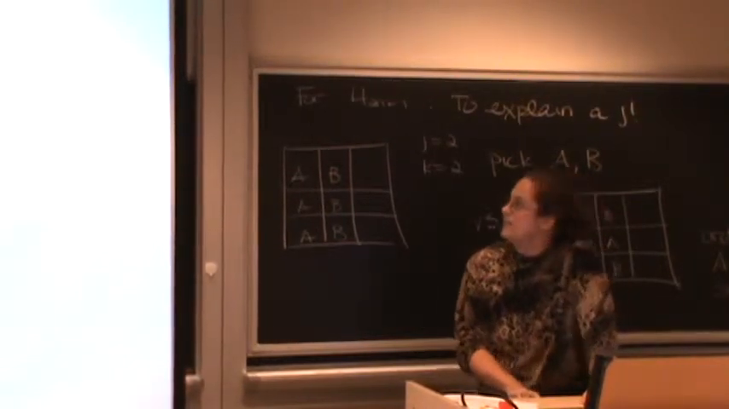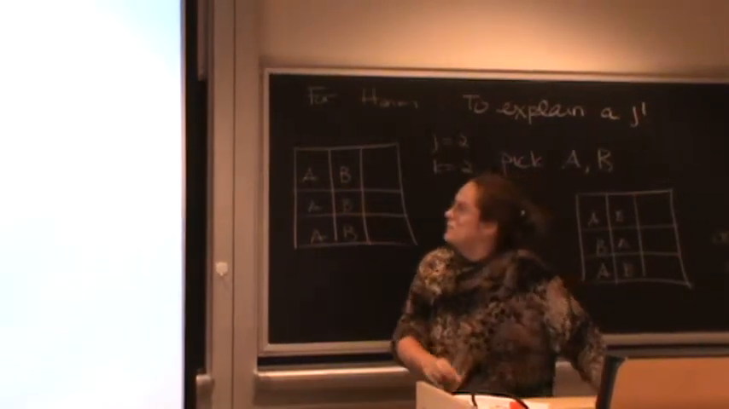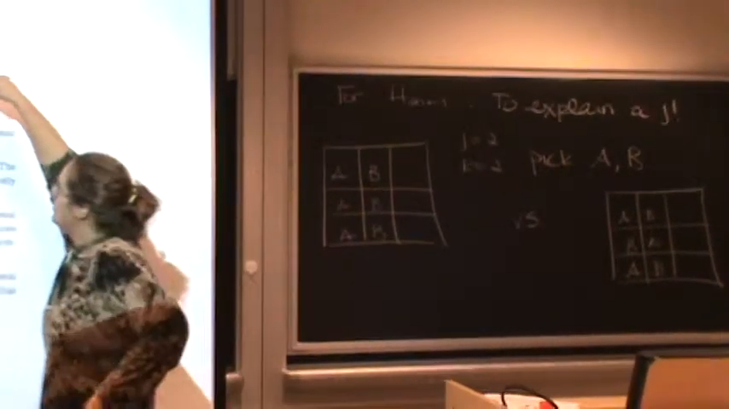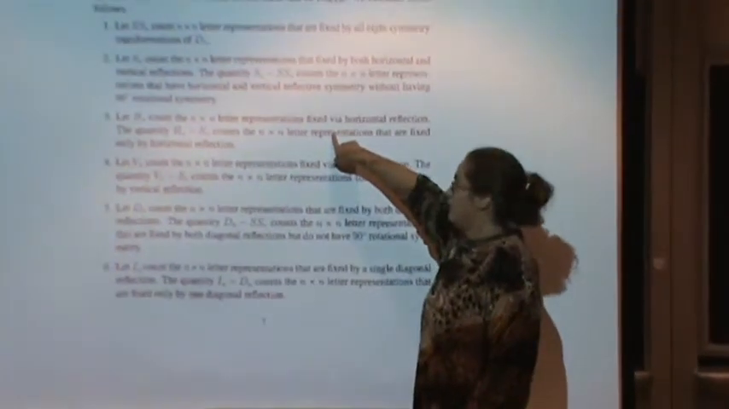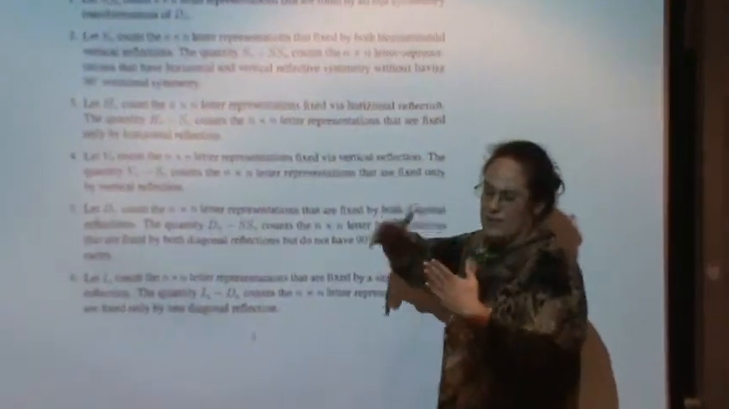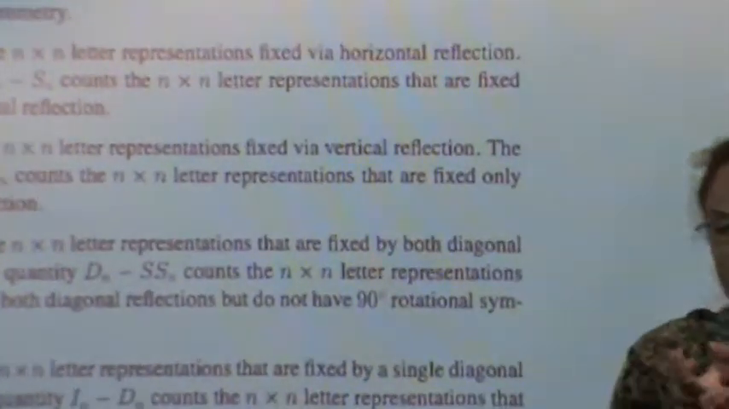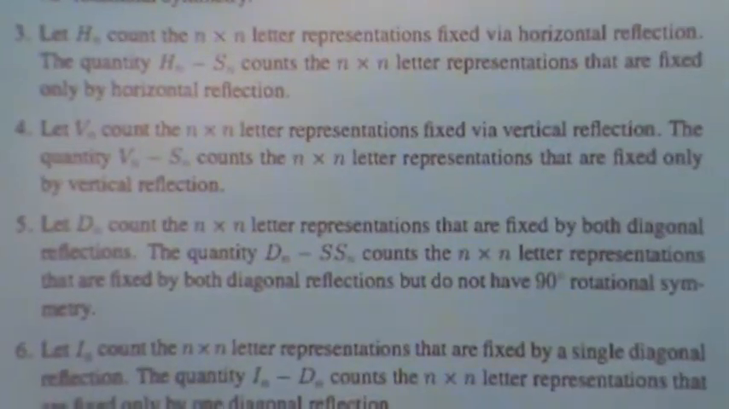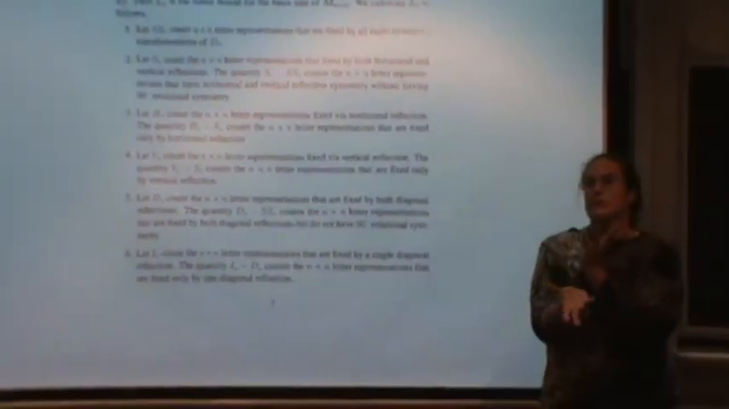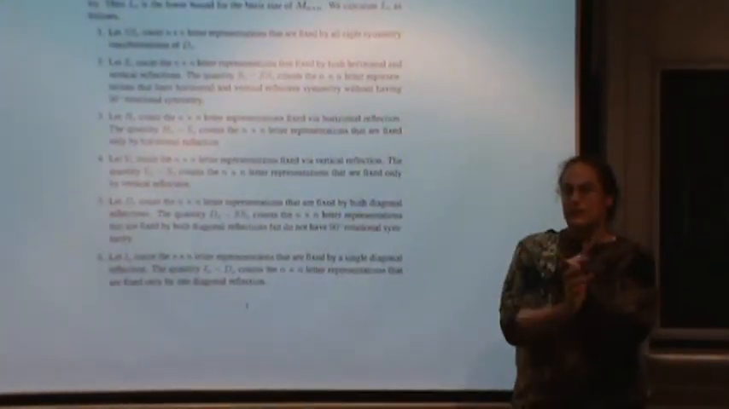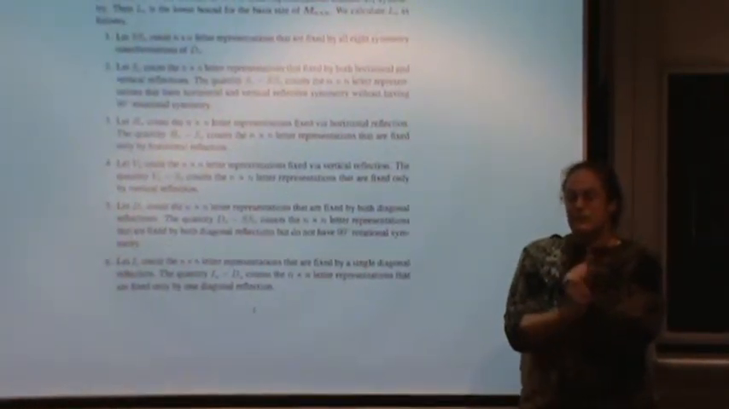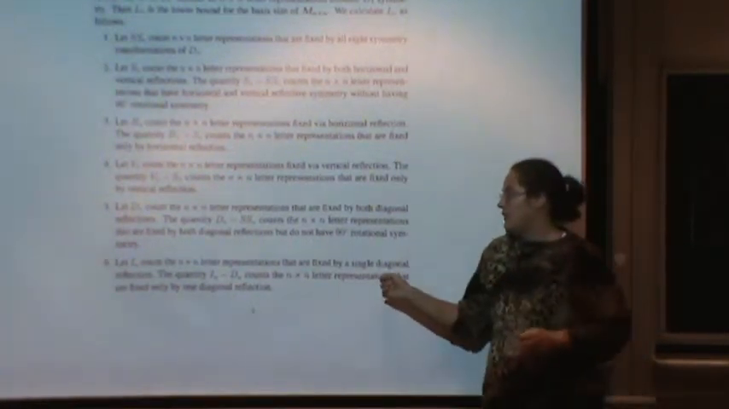Okay, so what we're going to need to do is count horizontal. In the dihedral group, you have a horizontal reflection, a vertical reflection, a 180-degree rotation. Think of the symmetries of a square in the plane. A 90-degree rotation, and a diagonal reflection.